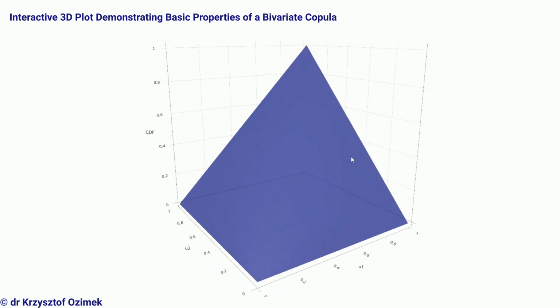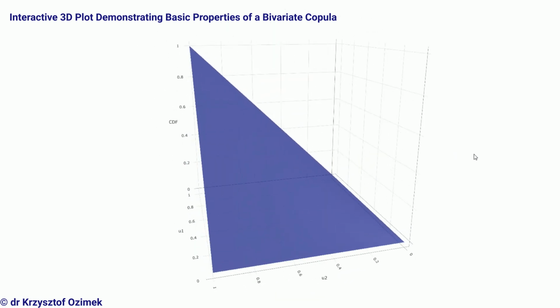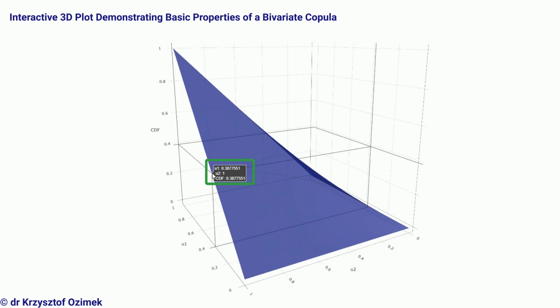Now, let's move on to this other boundary. Here, we have a different situation than before. u1 is within the interval between 0 and 1, while u2 is 1. Again, we can see that the value of the copula is exactly equal to the value of the non-zero argument, which in this case is u1.